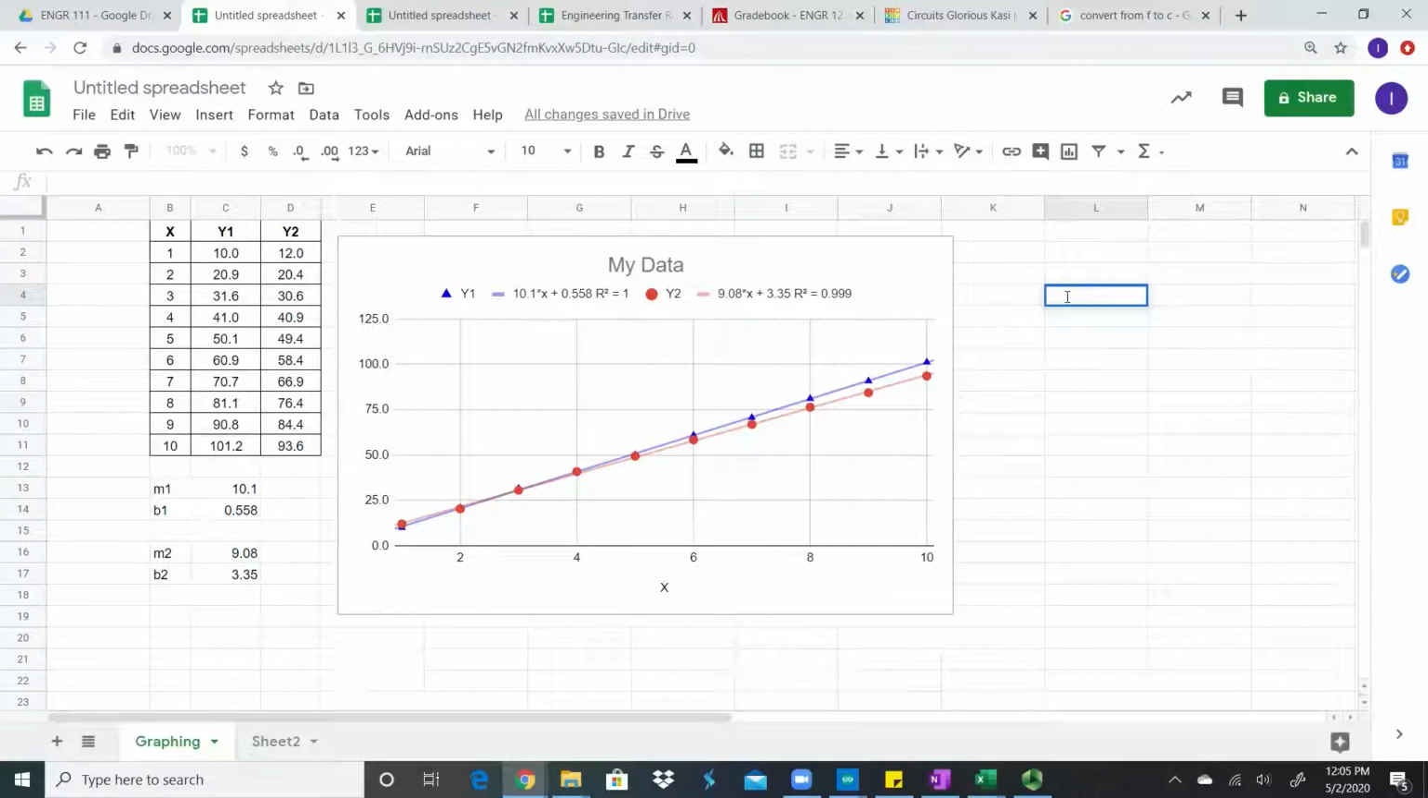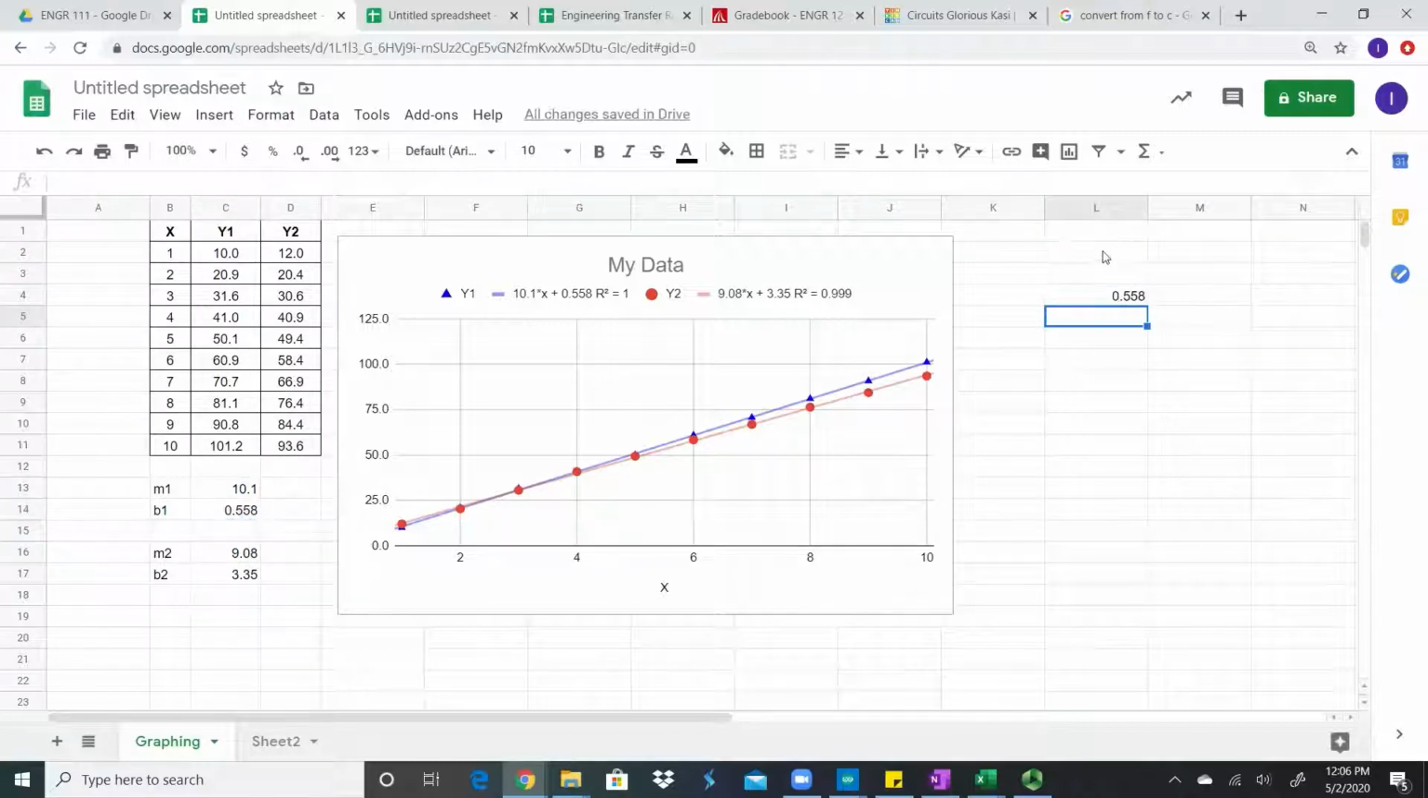I'm going to say, take my slope, which is 10.1, so I'm going to click on it, and I want to multiply that by some input. Now, I didn't have a spot for an input. I'm just going to click here on L2 for now, and L2 is blank right now, so essentially there's a 0 there. So this is my slope times 0, or in other words, my slope times my variable in L2. That's going to be my x. And then I want to add my y-intercept to it, so I'm going to click over here on 0.558.